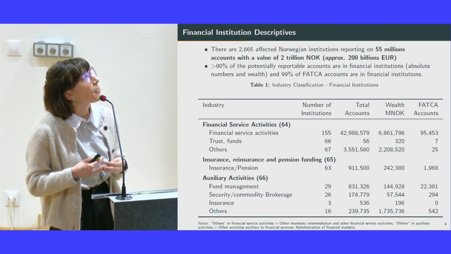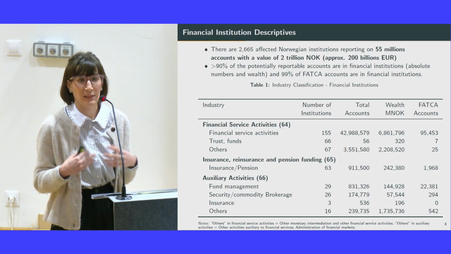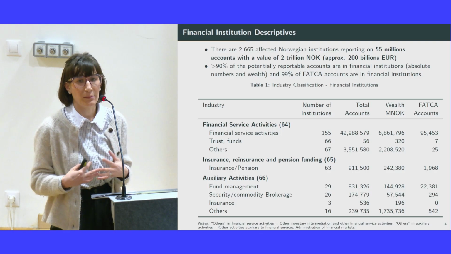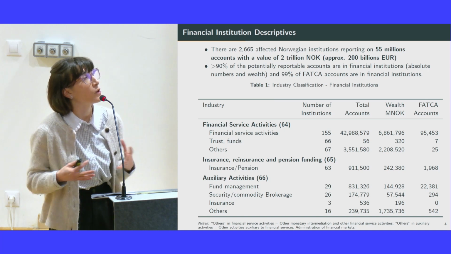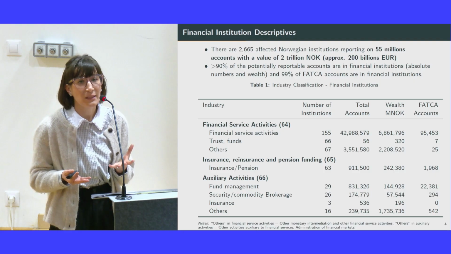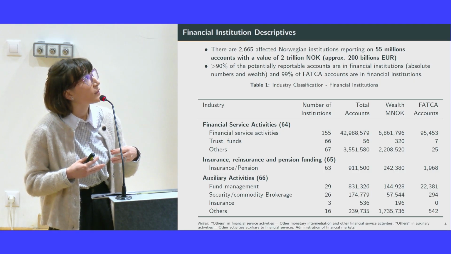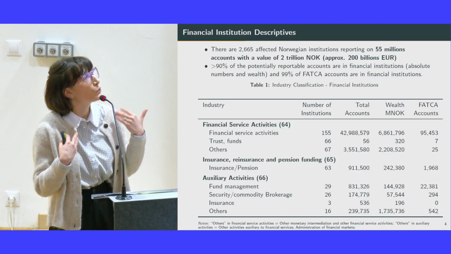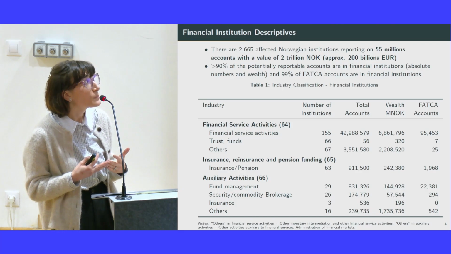But of course, the large majority, more than 90% in terms of absolute number of reportable CRS and FATCA accounts, and in terms of the size of these accounts, are in financial institutions, as one can expect, both among those that could be reportable and those that are reportable. If you look at FATCA, 99% are in financial institutions.